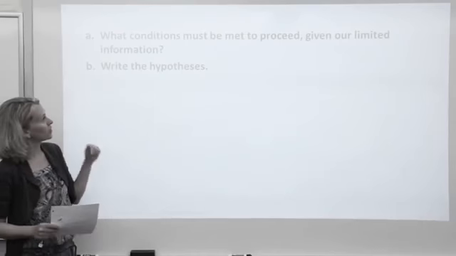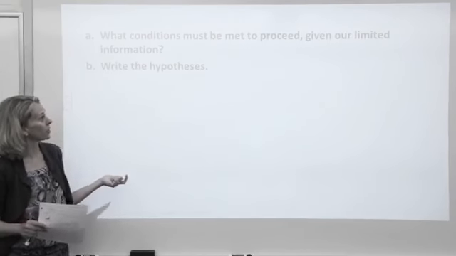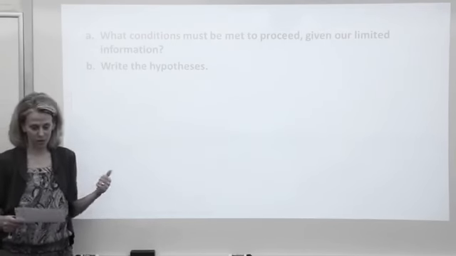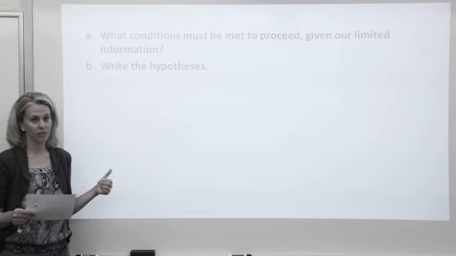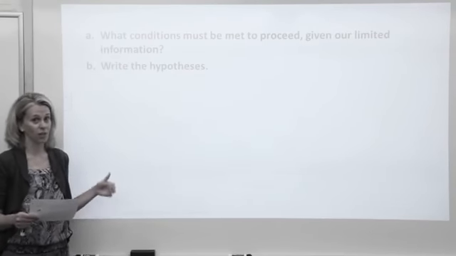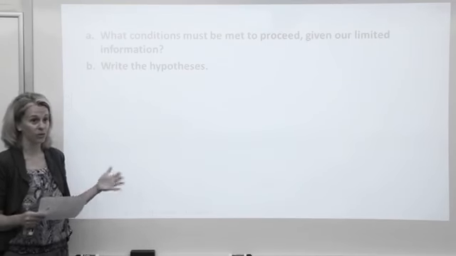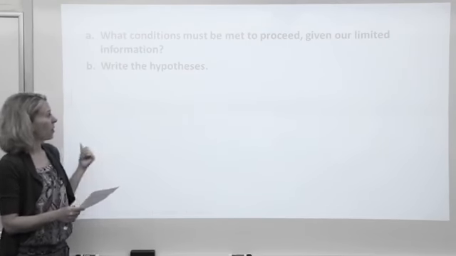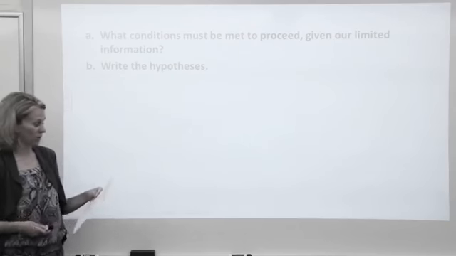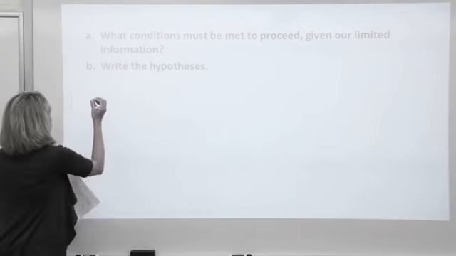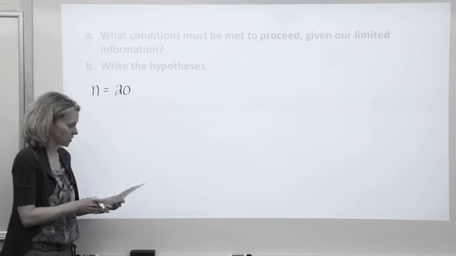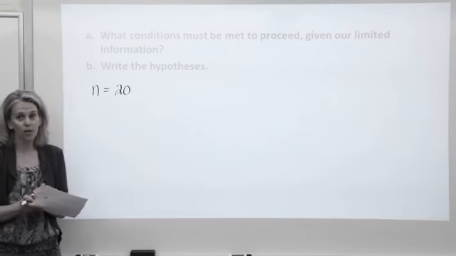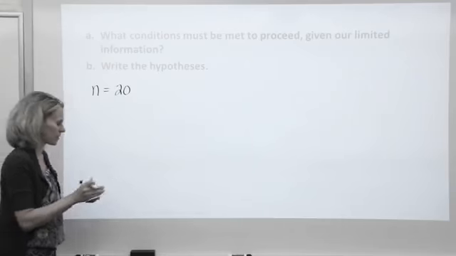So first, what conditions must be met before we proceed, given our limited information? For one thing, keep in mind that the variable here is how long the tires are going to last, so that's a quantitative variable, so this is a mean problem. Our sample size is a bit on the small side. Our sample size is only 20. We're testing 20 tires. Those 20 tires do have to be an unbiased sample.